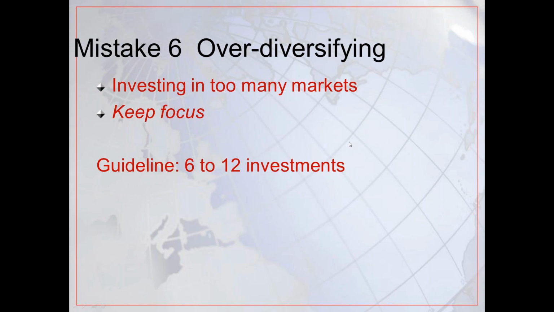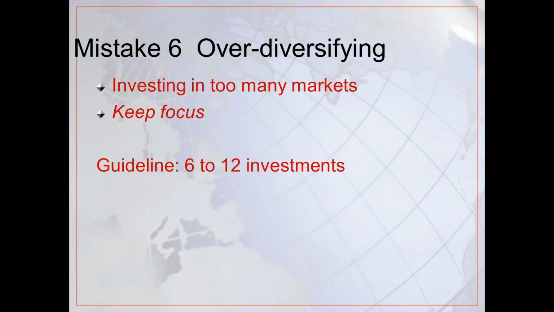So you put maybe 15 or 20 orders on Interactive Brokers, and you let the market decide which of the 20 orders are the first 10 that you're actually going to buy. So somewhere between 6 to 12 investments is a good ballpark.